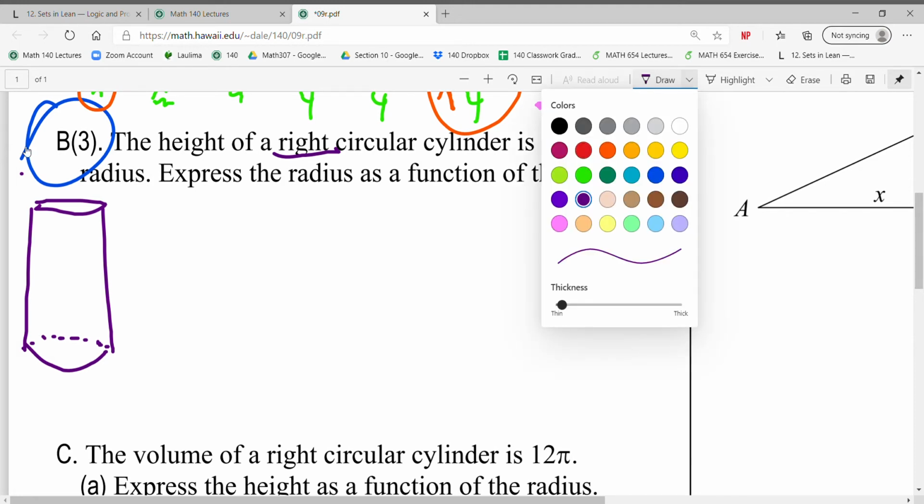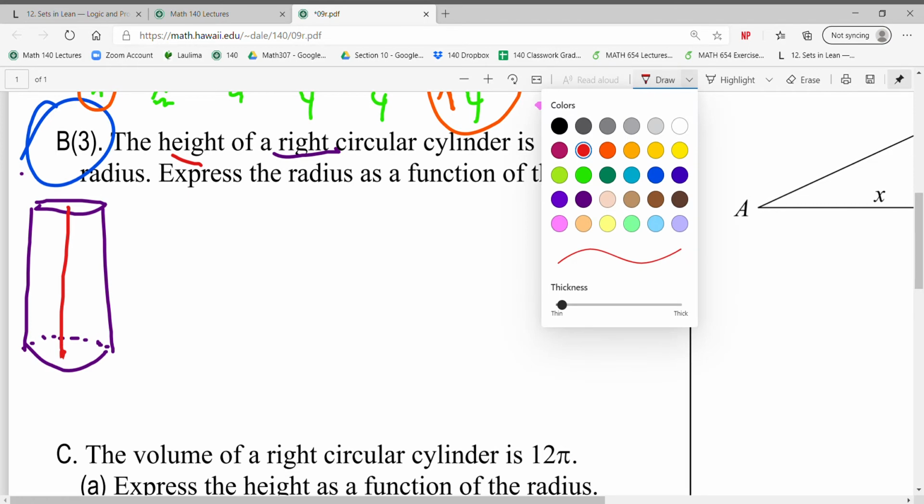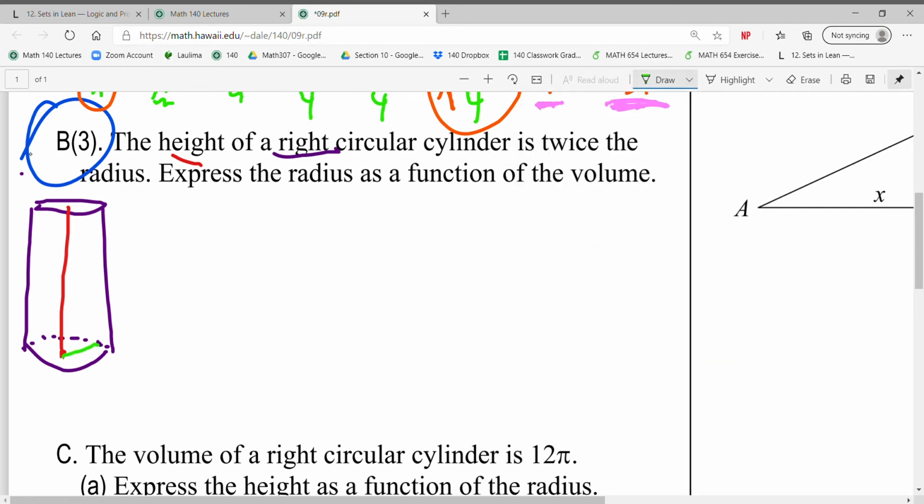Cool. So let's draw the height now. The height of it would be from here to here. And we know it's twice the radius. So let's say the radius of this circle is r. Well, then the height is going to be twice that. It's going to be 2r.